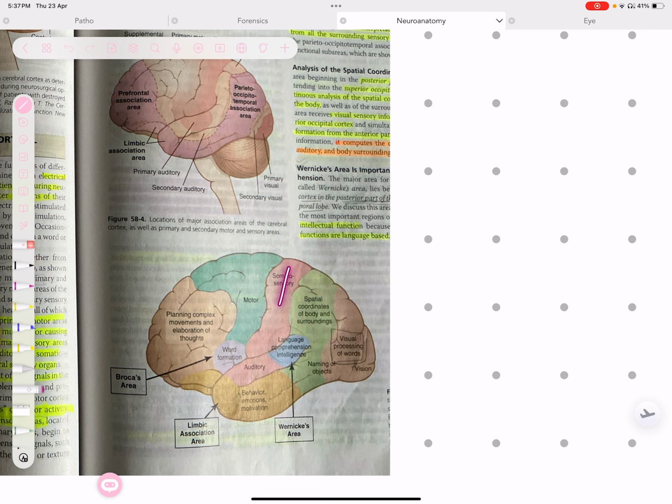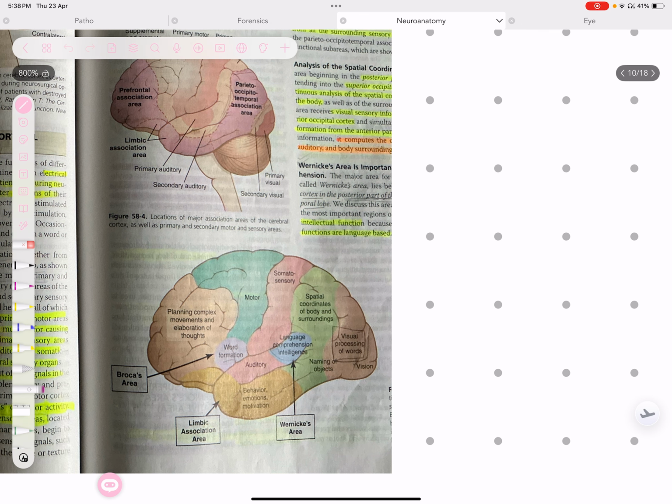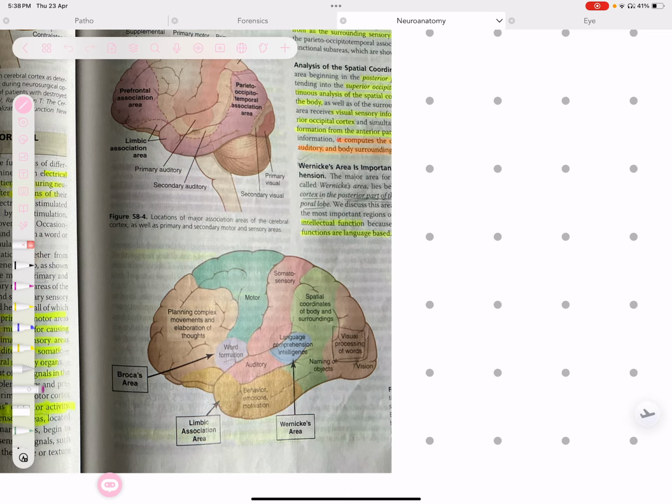So information from the sensory aspect of the body and from the visual aspect, both of that information goes to this area and helps compute all of that information and form the coordinates of the visual, auditory, and body surroundings. And Wernicke's area is very important because it deals with the... now, where is it situated first of all?